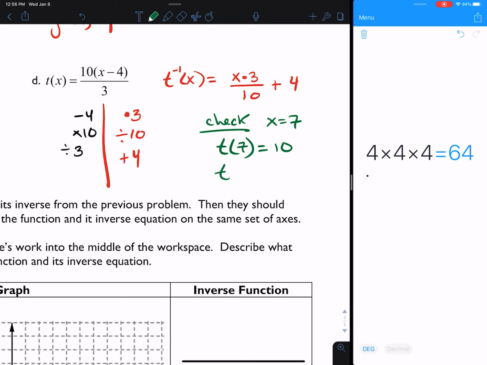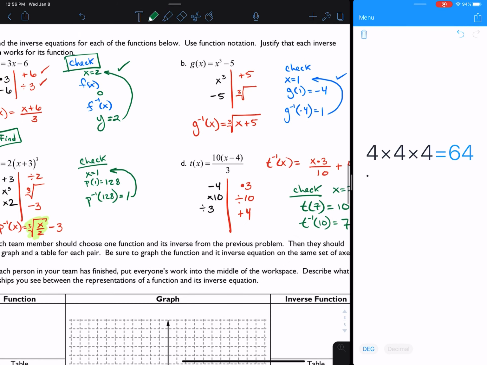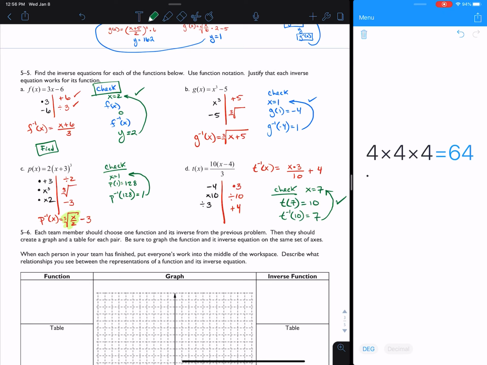So I'm stacking them. So t inverse of 10 is, if I look at my red function here, 10 times 3 is 30. 30 divided by 10 is 3. 3 plus 4, that's 7. That takes me right back to where I started. So that's a check. And that's how you practice finding inverse equations and checking them.